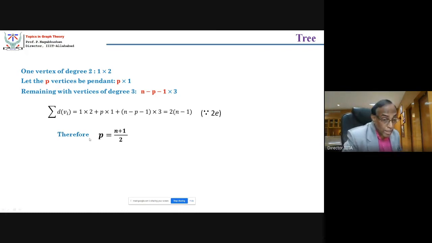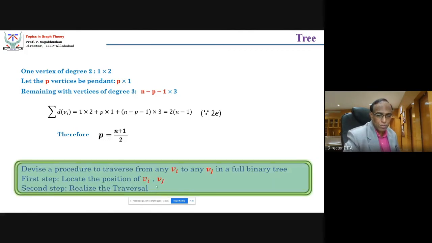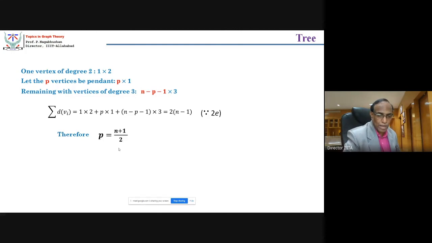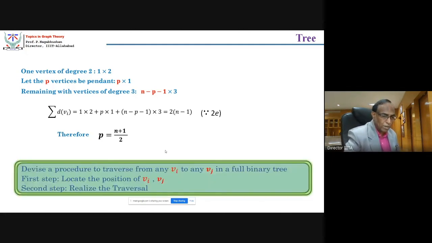Where is p? p is in the last level. How many vertices are there in the last level? 2 to the power L. Therefore, 2 to the power L is equal to (n+1)/2. Now take logarithm on both sides and simplify. You will get that expression, log2(n+1) minus 1. That's all. Very simple. That is the last level. That is the depth.